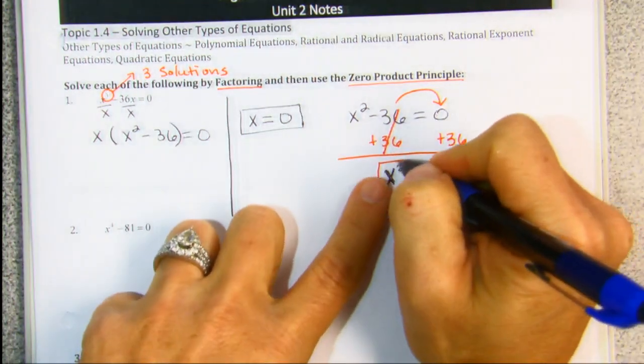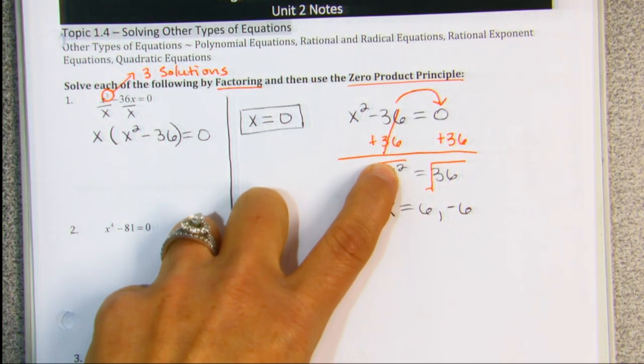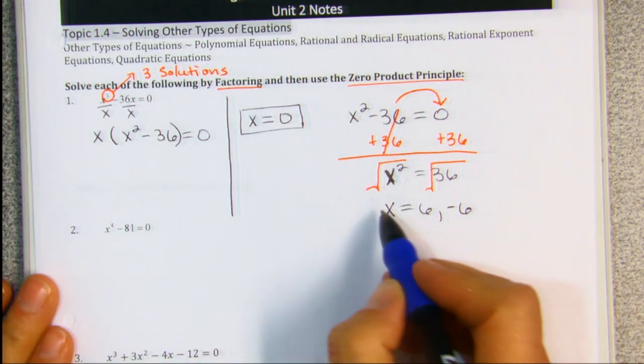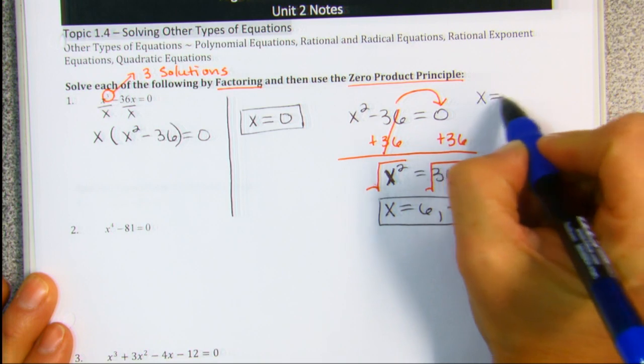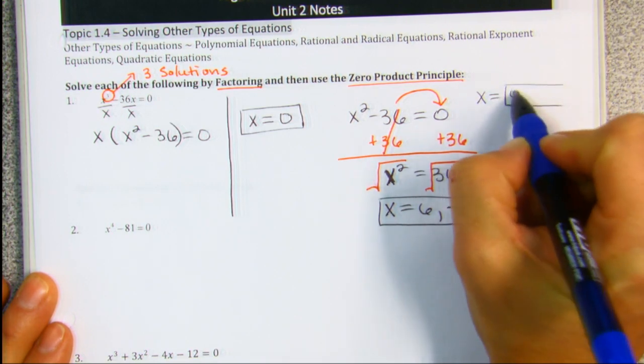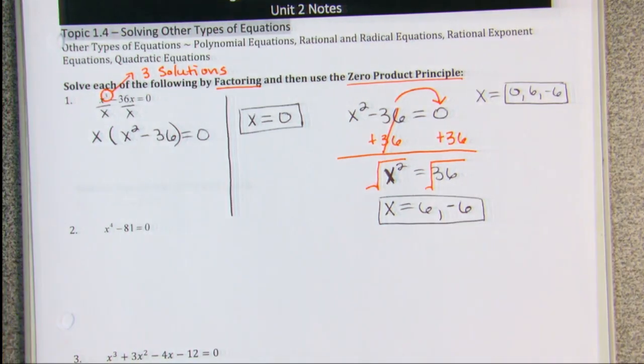Because of this 2, I know I should be getting two things out of that after I square root it. So in WebAssign, whenever you type this in, it's just going to have x equals and then a box. You're just going to enter those all in. Doesn't matter the order, separated with commas.